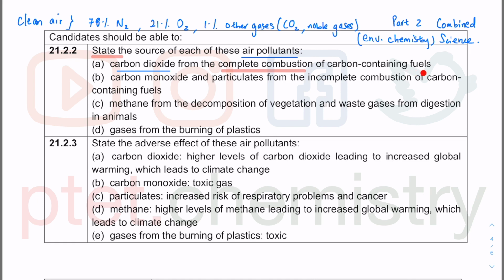Most fuels, if you read the news at all, like our country Brunei produces oil and gas. We are a hydrocarbon producing country. Hydrocarbon contains carbon, so most fuels will contain carbon as well.